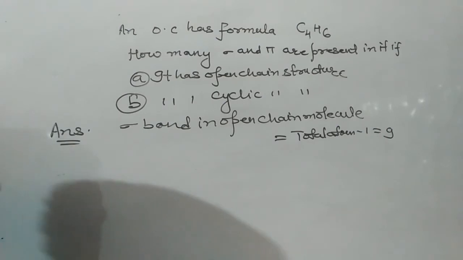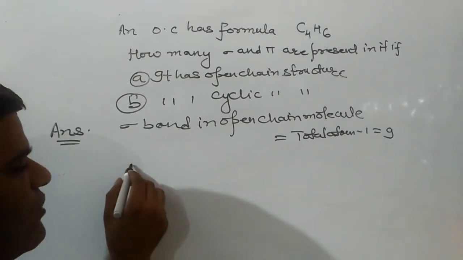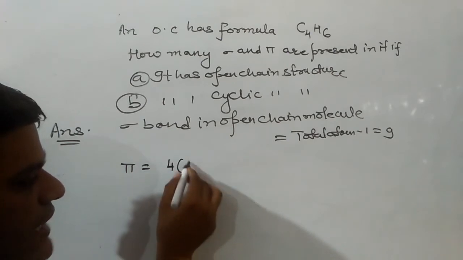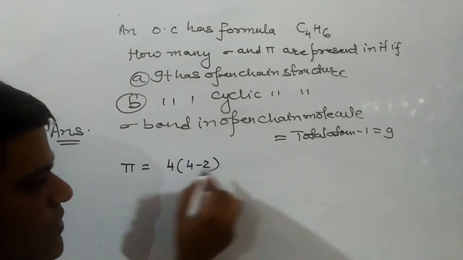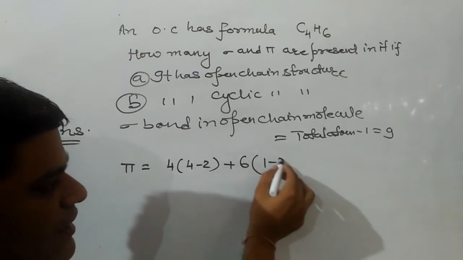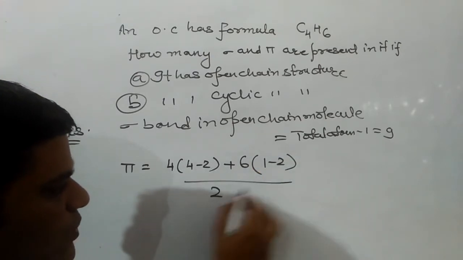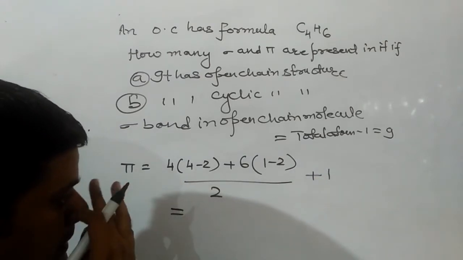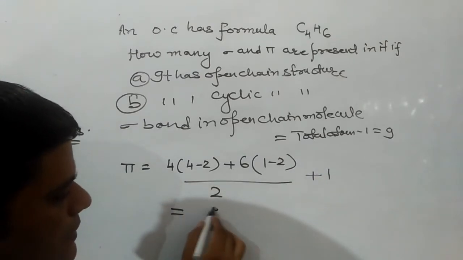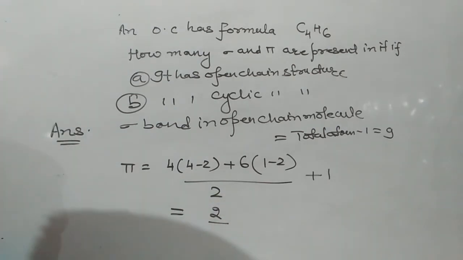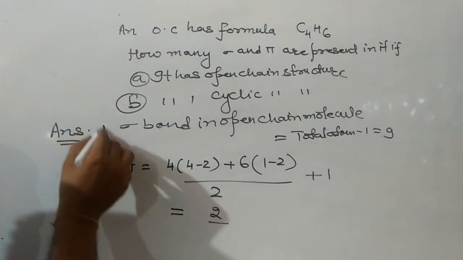Now we have to find out the pi bonds. So pi bond will be number of carbon atoms 4, valence is 4, minus 2, plus number of hydrogen atoms 6, valence is 1, minus 2, upon 2, plus 1. And that value comes out to be 2. So pi bond will be 2. This is the case for an open chain molecule.